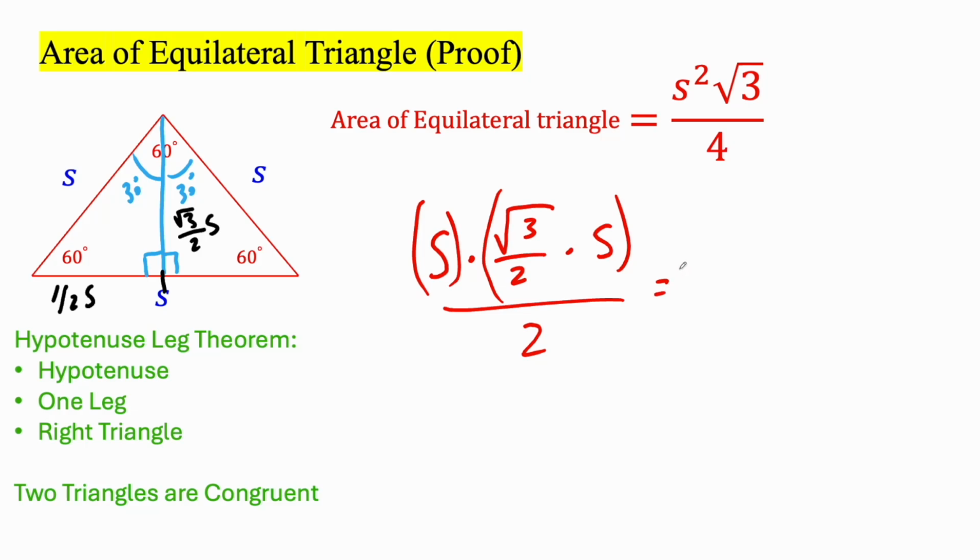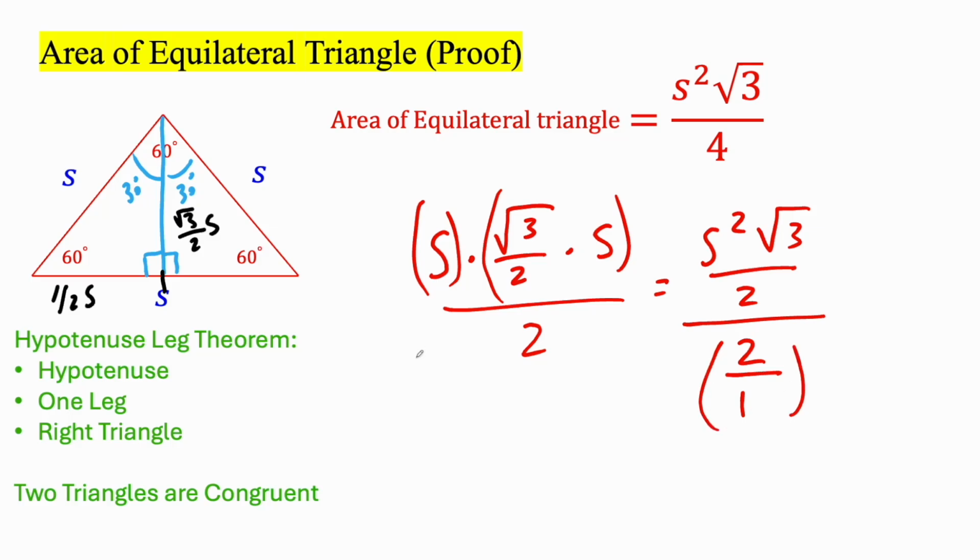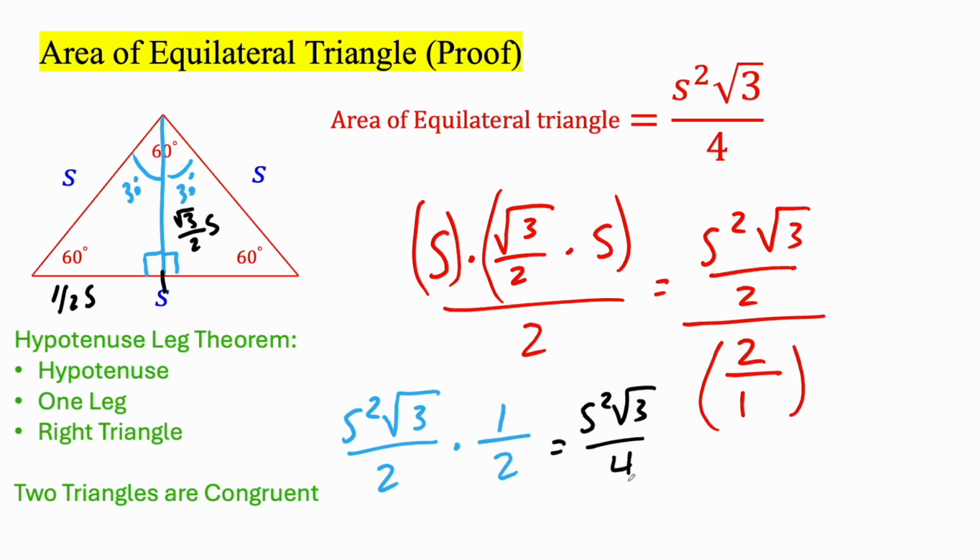And so we're going to get s times s is s squared, square root of 3 divided by 2, the whole thing divided by 2. We'll say 2 divided by 1, which is the same thing. Now, instead of dividing by a fraction, we can multiply by the reciprocal. So we'll have s squared, square root of 3 divided by 2 times 1/2. And so we're going to get s squared, square root of 3 divided by 4. And this right here is the area of an equilateral triangle if we're given the side length.